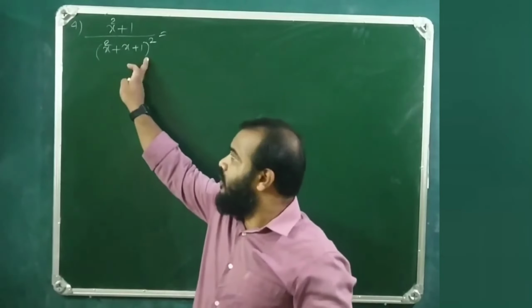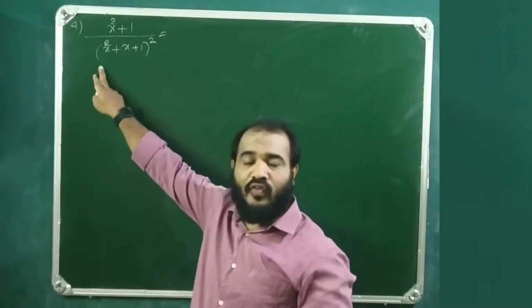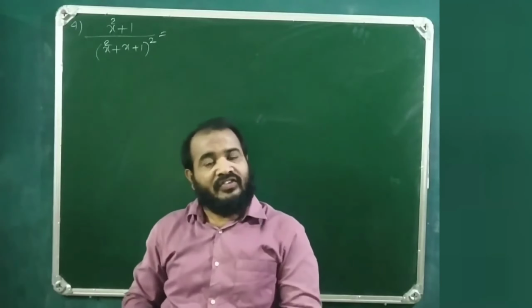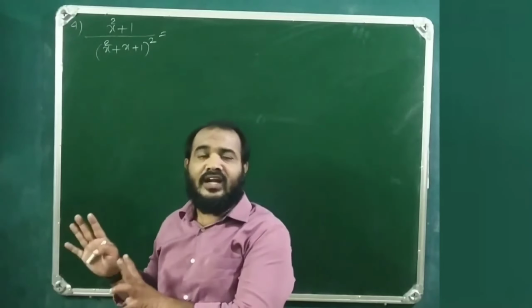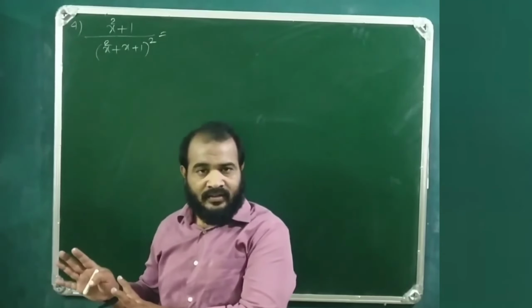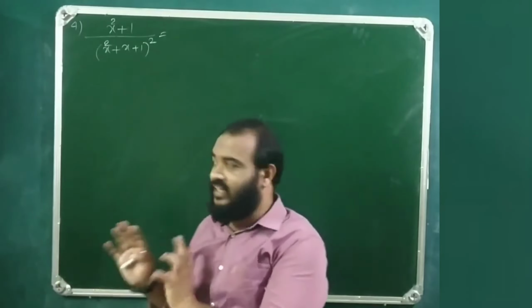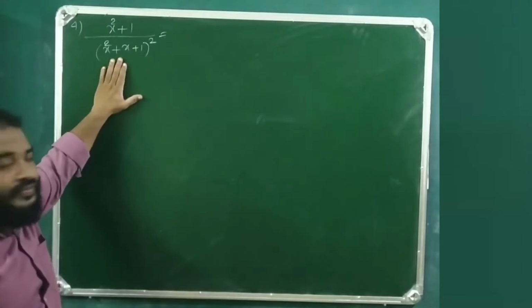So b square minus 4ac. b square is 1 square, minus 4 ones are 4. So 1 minus 4 is minus 3, which is obviously less than 0. Discriminant is less than 0. Then this is the irreducible quadratic factor. This is an irreducible quadratic factor. So this is type 4.